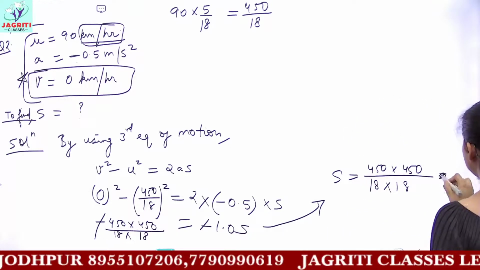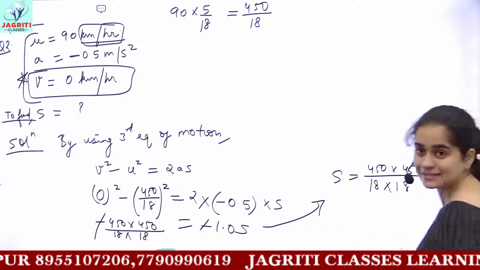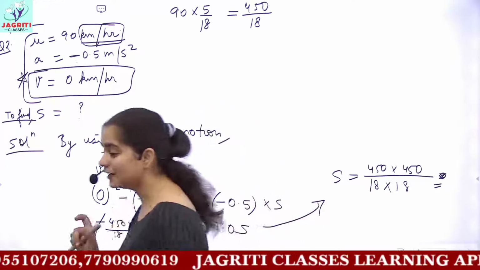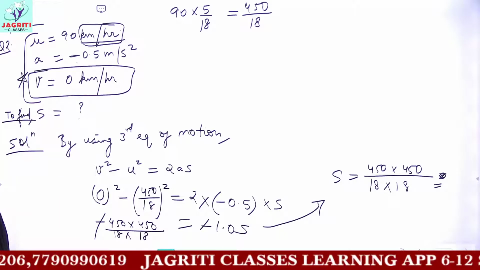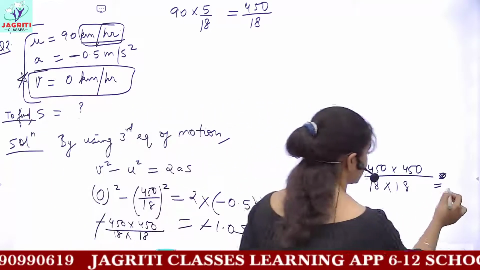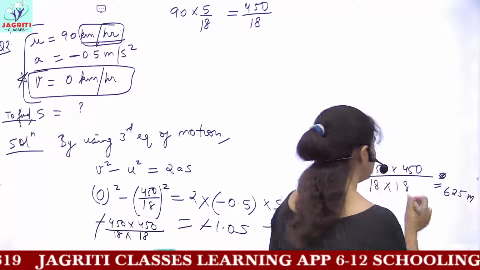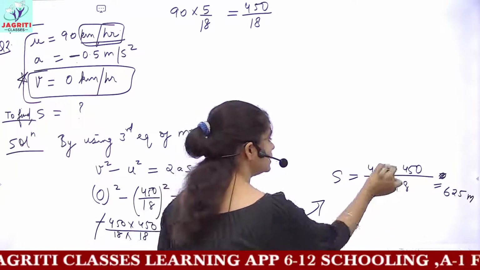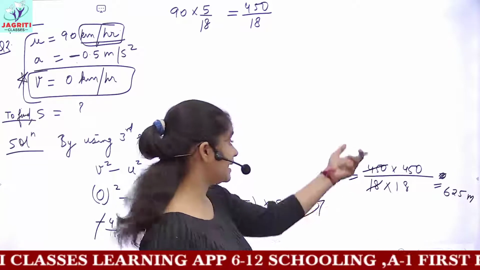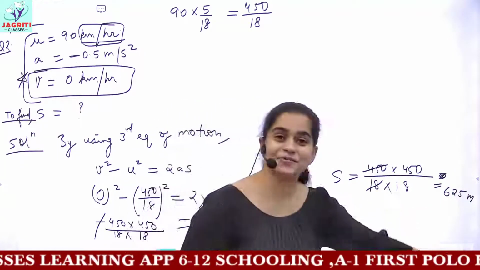And this would give you the answer of s. That is the distance traveled by the body. And the answer would be approximately 625 meter. I think this you can easily solve. All these numbers are divisible by 2. You can directly cut them out and then you can get the final answer.